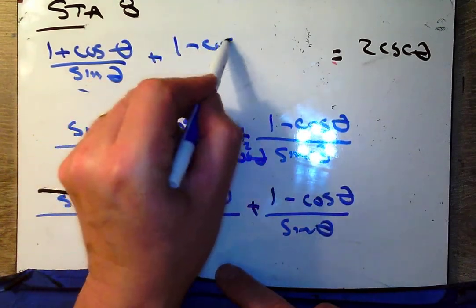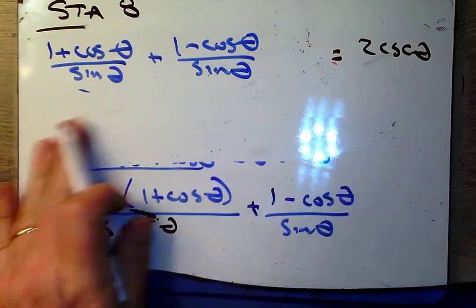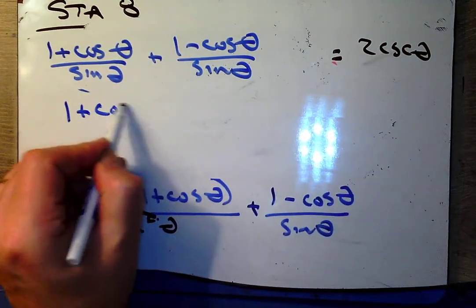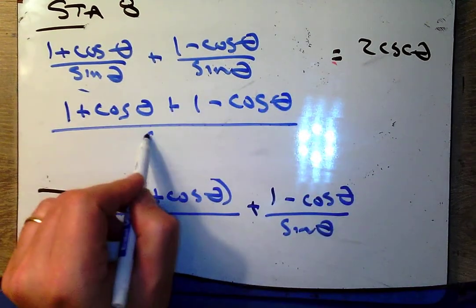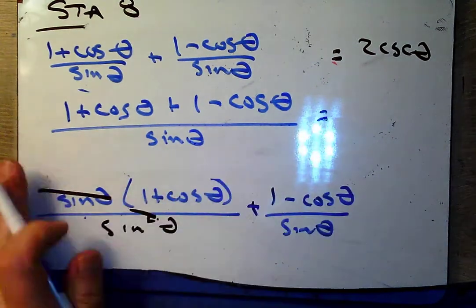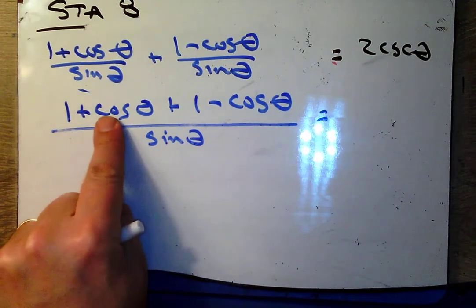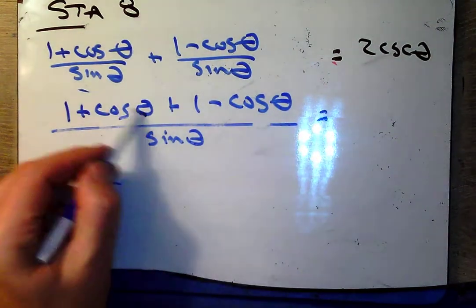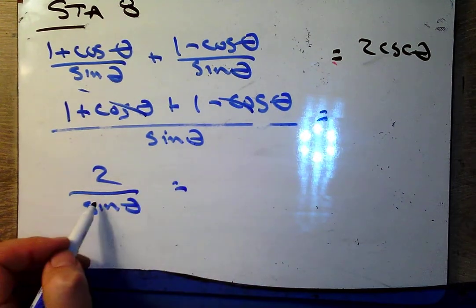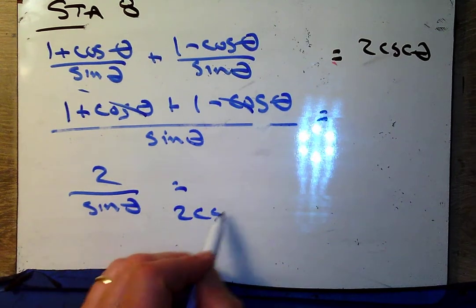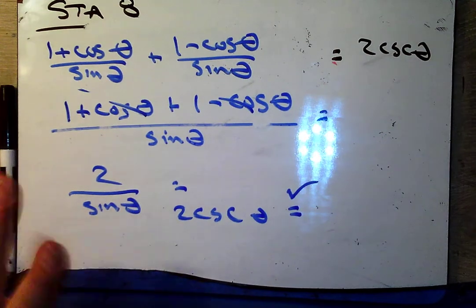plus 1 minus cosine theta over sine theta. Hey, these have a common denominator. So if I write this as 1 plus cosine plus 1 minus cosine all over the common denominator of sine, what do you notice? Well, 1 plus 1 is 2. Cosine minus cosine, ooh, the cosines cancel, and over sine theta. Hey, that's the same as 2 cosecant theta. There you go.